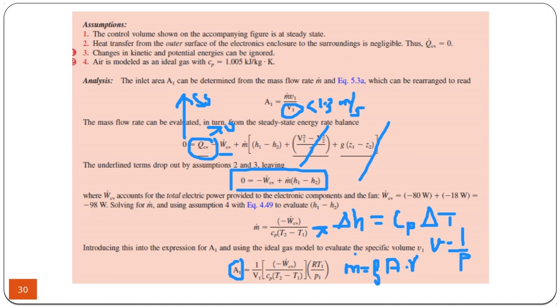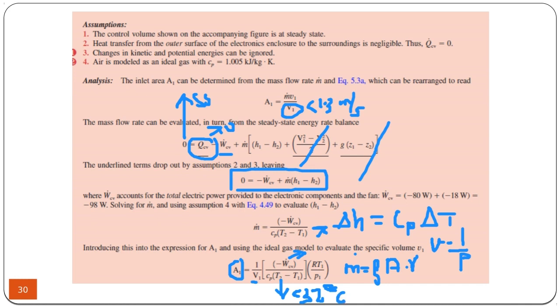values. And these other values consist of inlet velocity, which must be less than 1.3 meters per second. The work, electrical work, which is the electrical consumption of the electrical circuits, 80 watts, plus the electrical consumption of the fan, 18 watts. Then we have the exit temperature, which must be less than 32. It's also given to you. And inlet temperature is given. Also, all others are given.